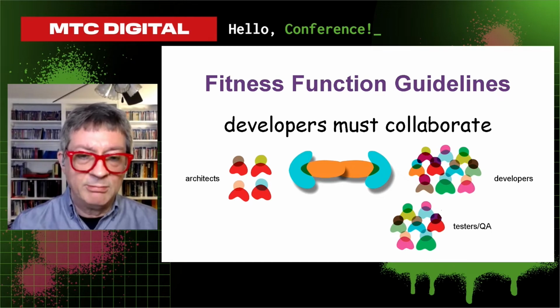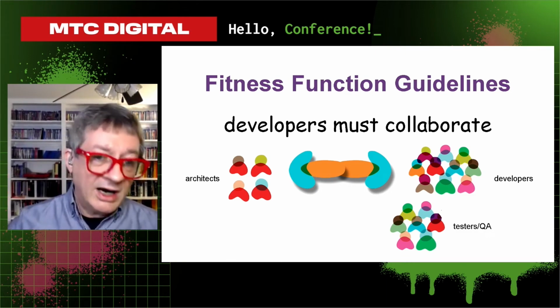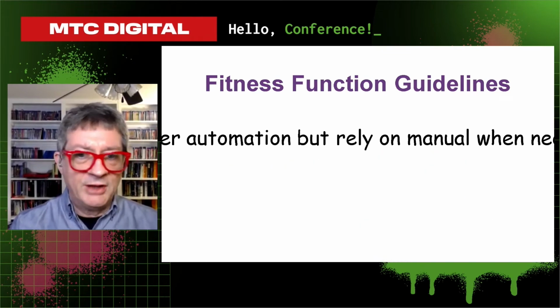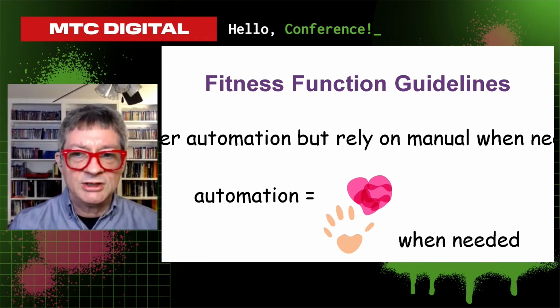And it's also critically important that teams collaborate. We don't want to create architecture police states here. So that's also critically important. They need to understand why these things exist. We prefer automation, but nothing is wrong with having manual. And so you can work your way toward automation.